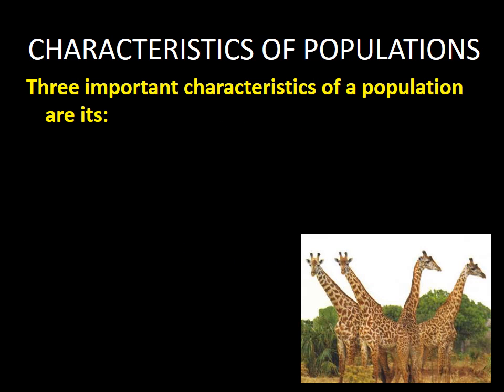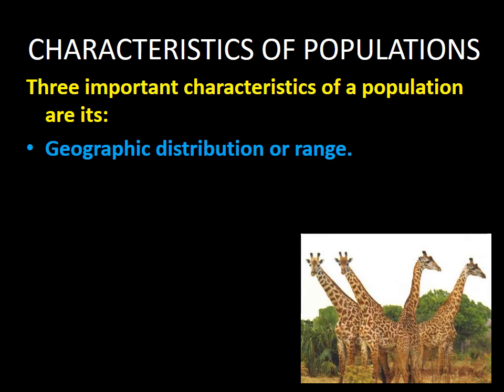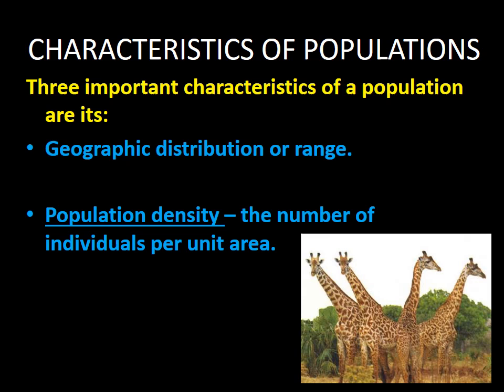There are three important characteristics that we look at to define a population. The first is the geographic distribution, or range. So where are they actually found in the world? Are they found in the forest? Are they found in the desert? We look at the population density, the number of individuals per unit area. Are there 20 individuals within a 1 mile radius, or are there 1,000 individuals within a 1 inch radius? So that is population density. And finally, we look at growth rate, how quickly you're actually growing.